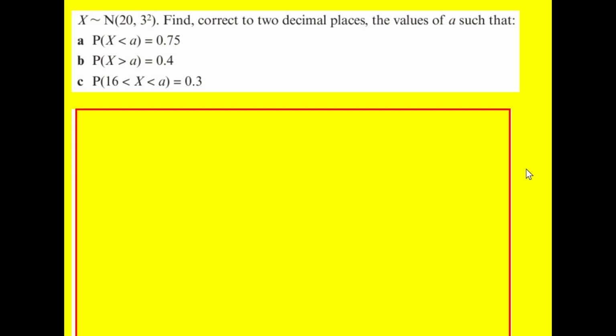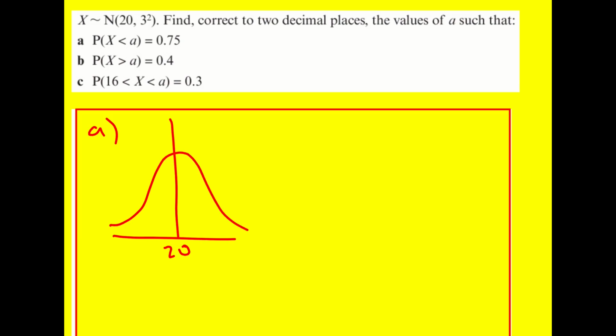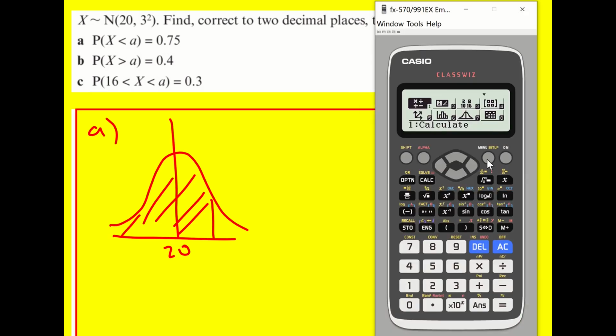How about this question? Actually, now we're bringing in non-standard normal distributions and we're bringing back in the inverse. That's okay. We can deal with that. Again, get a sketch down. I've got a mean of 20. I've got a bell-shaped curve. The probability that x is less than a is 0.75, so it's going to be over here somewhere. So I know my answer is going to be greater than 20. I know that I've got my inverse normal function. The area is 0.75.